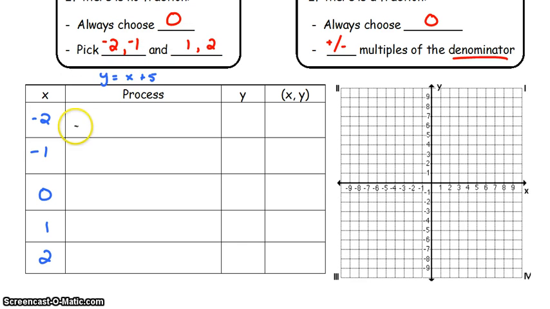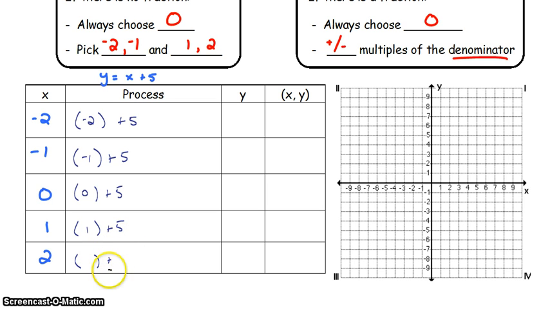The next steps are the same. You're replacing x, in this case with -2. Replace x, in this case with -1. Replace x with 0. Replace x with 1. And replace x with 2. -2 and a +5, that's 3. -1, a +5 is 4.